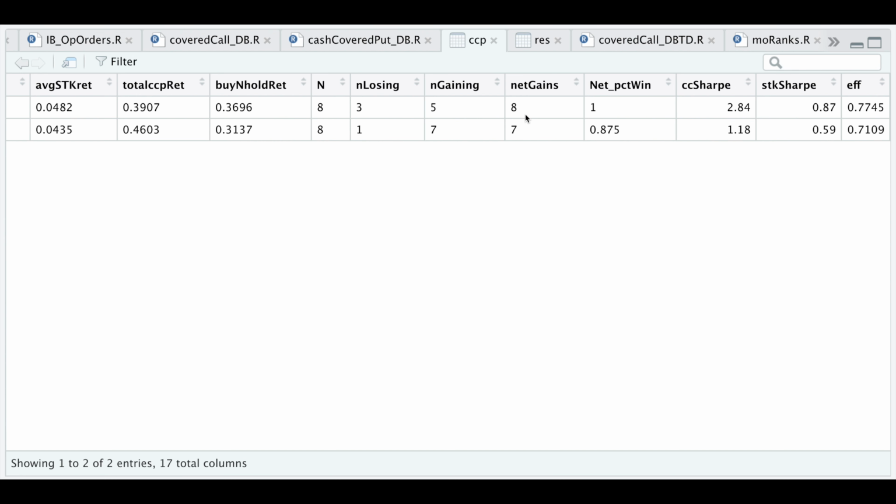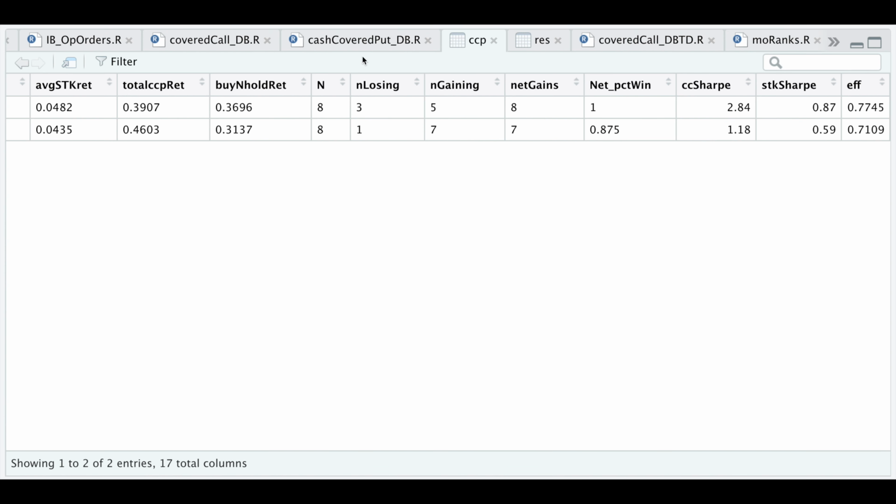So for this first ticker, 8 of these months were net gains, which brings our percentage win to 100%. And 7 out of the 8 months were net gains for the second ticker, making our percentage win approximately 88%. The Sharpe ratio for the strategy versus the Sharpe ratio for the stock. And lastly, the efficiency ratio is between 0.7 and 0.8.